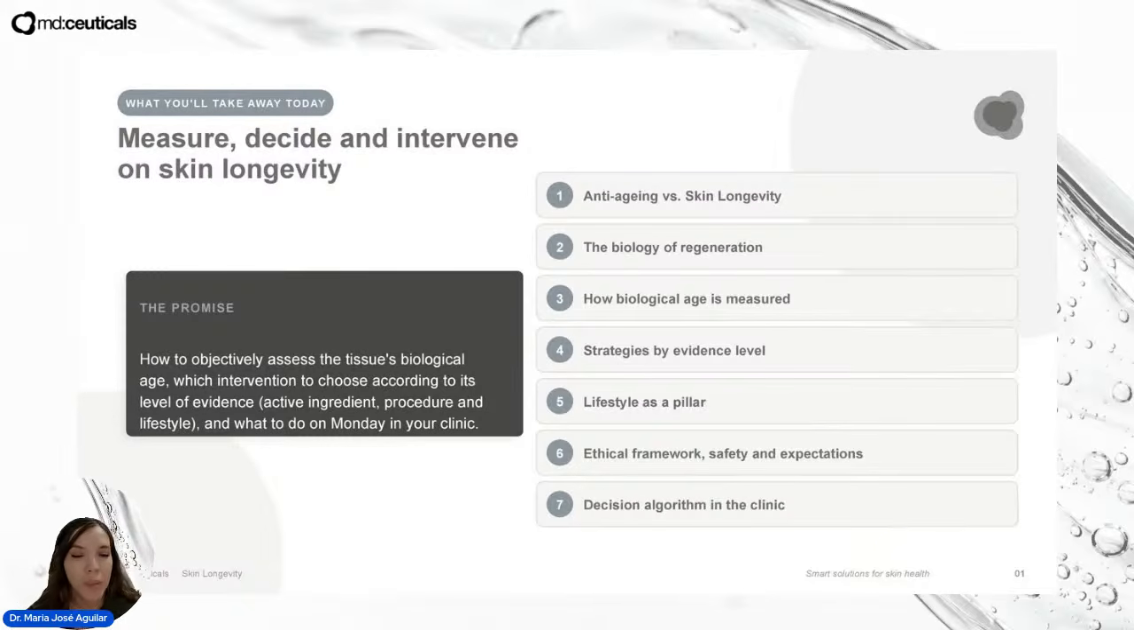So, let's begin with today's topic, just to know a little bit of what we are going to talk about. Today, we are going to talk about skin longevity. Everything is going to be about how we can perform a full treatment of skin longevity. But also we need to introduce how we can make this difference between anti-aging and skin longevity, how we can make this full comprehension of the biology of the regeneration, and then how we can measure the age of the skin.